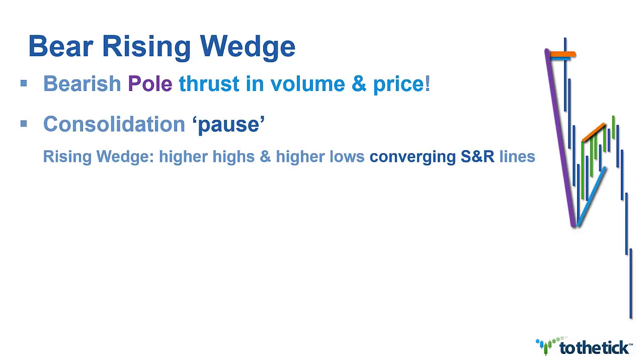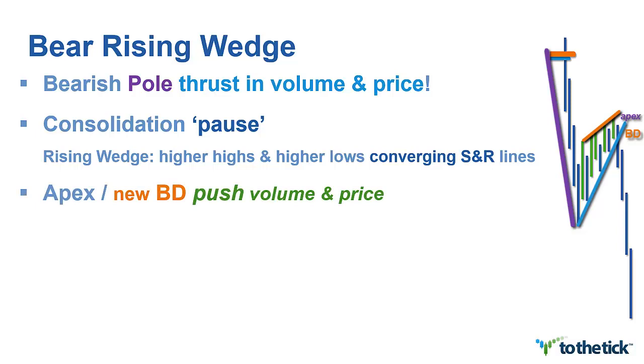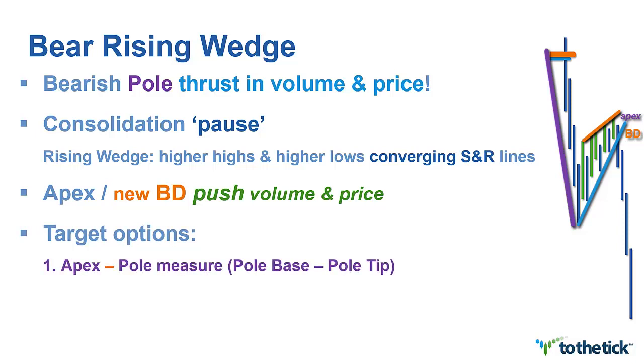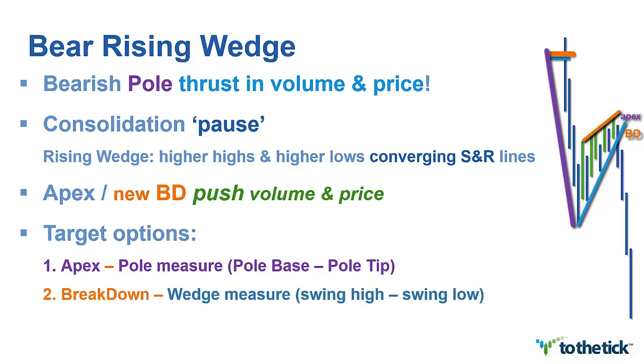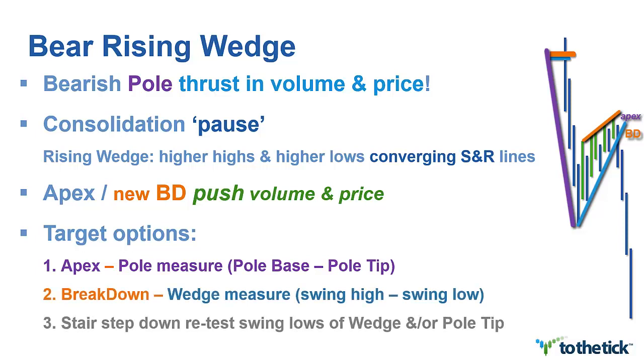Okay, then we look for that consolidation phase to be the shape of a rising wedge with those higher highs and higher lows. We want to watch those converging support and resistance trend lines, and we also want to see that apex, that squeezing prices really tight. We want to see that new breakdown, and in that area we want to see a new push in volume out of the bears. And then our target options for this pattern are the apex minus the measurement of the pole, the breakdown minus the measurement of the wedge, and or stair step down, retest each swing low of that wedge pattern and or your pole tip.